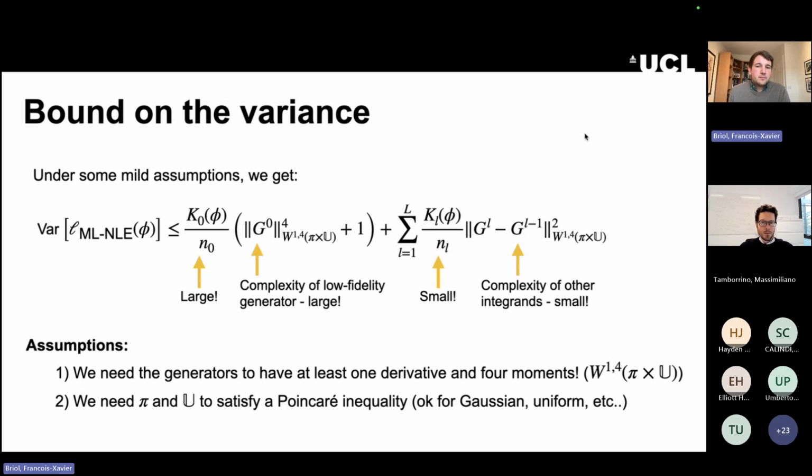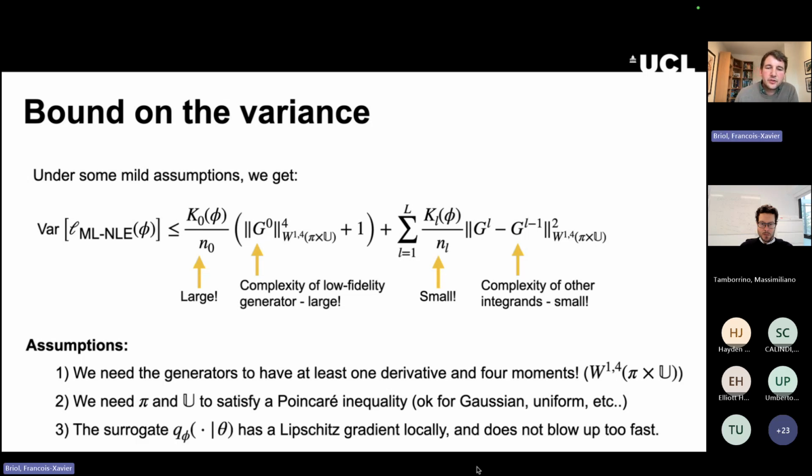In terms of what we assume on pi, which is the prior, and u, which is the base measure of my simulator, we just assume that they satisfy what's called a Poincare inequality. It's the sort of thing that you would expect to hold for Gaussians, uniforms and various other fairly simple distributions. Obviously, satisfying a Poincare inequality is quite a strong condition. But here we're assuming it on the prior, which in most applications is something like a Gaussian, a uniform, or some other simple distribution. And on the base measure, which very often is basically a uniform. So this condition is, again, not very strong.